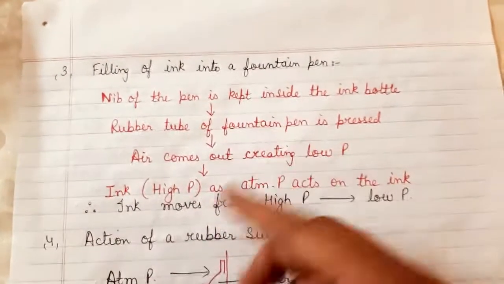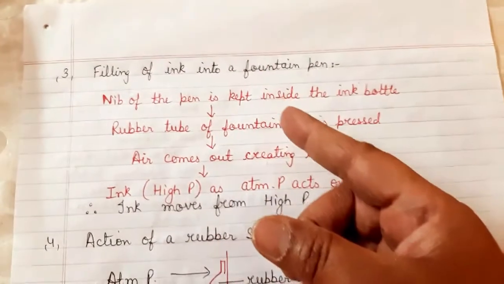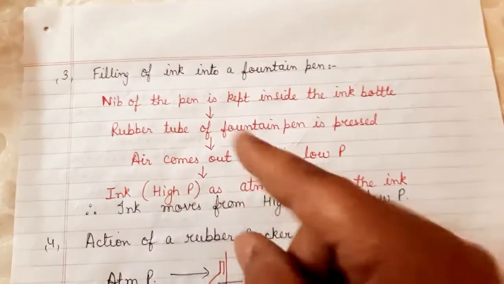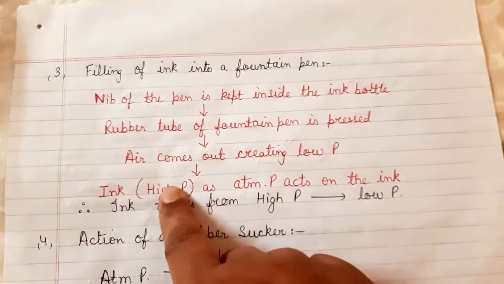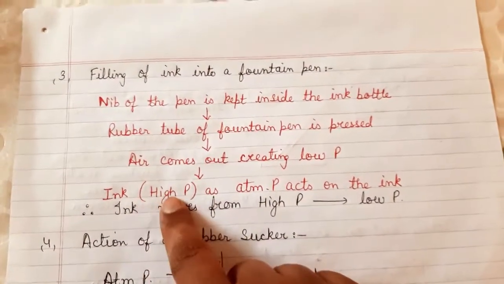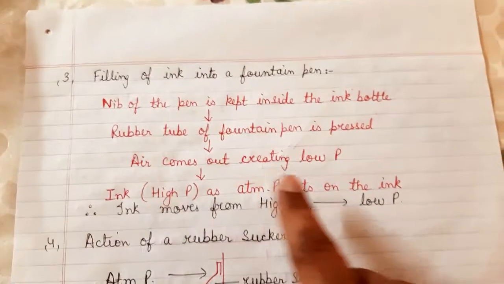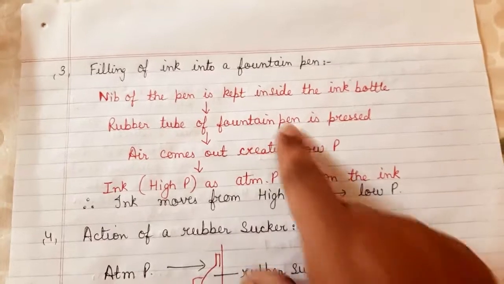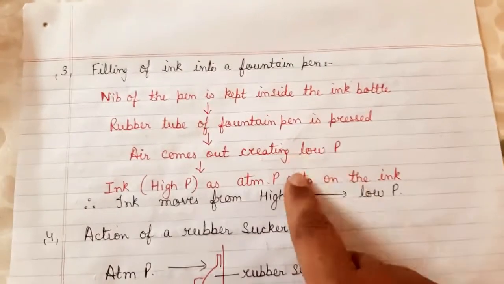So a low pressure is created inside the fountain pen, and the atmospheric pressure acts on the ink. So there is high pressure outside. So thus the ink can easily move from high pressure to low pressure, that is, from the bottle inside the fountain pen. And this is how ink gets filled in a fountain pen.